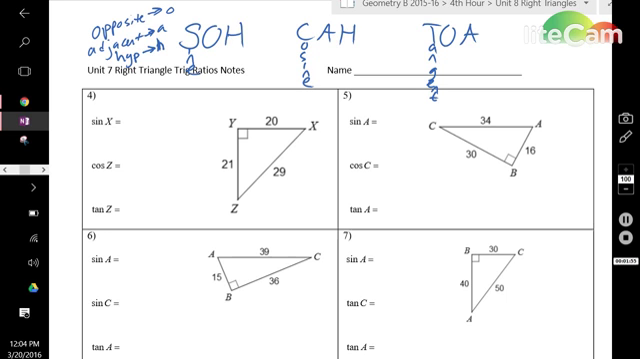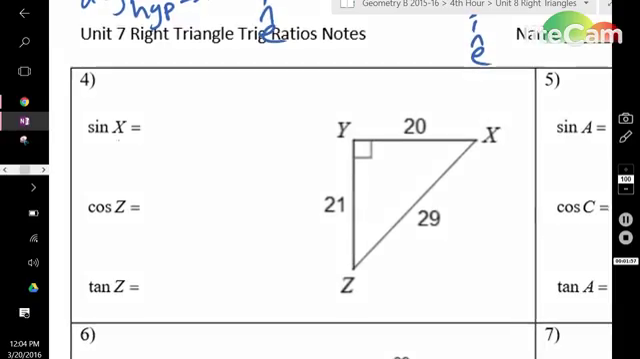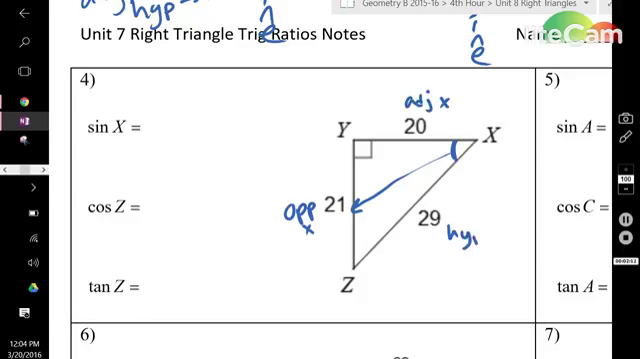So this first example, number 4, they ask for sine of x. X is right here. Opposite x is 21. Adjacent to x is 20. And hypotenuse is going to be 29.